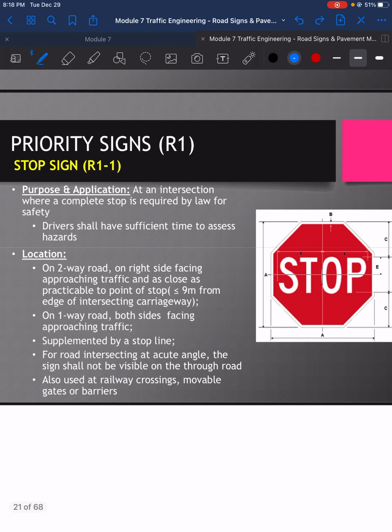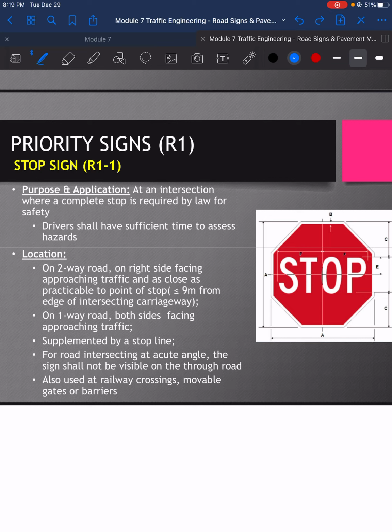So, priority signs, stop sign is R1-1. The purpose and application: at an intersection where a complete stop is required by law for safety, a full stop, drivers shall have sufficient time to assess hazards. So nilalagay yan, hindi yung may hazard na agad-agad sa harapan ng driver, but rather, may sufficient time pa siya to assess kung anong decision ang gagawin niya upon seeing the hazard. So, nilalagay yan before the hazard.